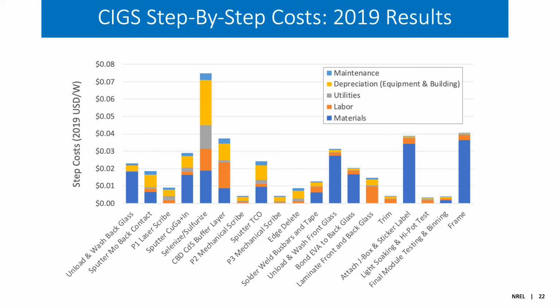Another thing that you'll notice is this salinization and sulfurization step is very expensive. And this is because of the batch process that we assumed, which is very slow. And because of that, there are many tools that are needed in parallel to meet the required throughput. And that increases the depreciation expense as well as the utilities and labor costs.